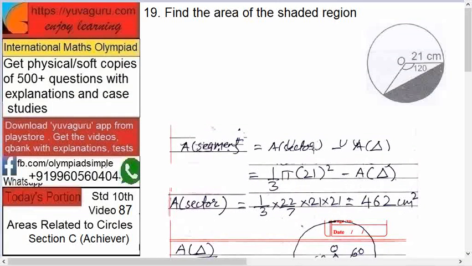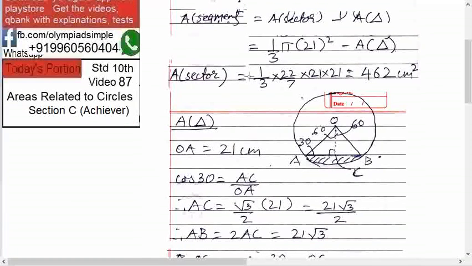Area of the sector is what? This angle is given as 120. Total circle is 360, so the area of the sector will be 1 upon 3 into the area of that circle, that is pi r square, right? Radius is 21. So let's solve this one by one. Area of sector equals 1 by 3 into 22 by 7 into 21 into 21, which is 462. Solve it yourself. 462 cm square.